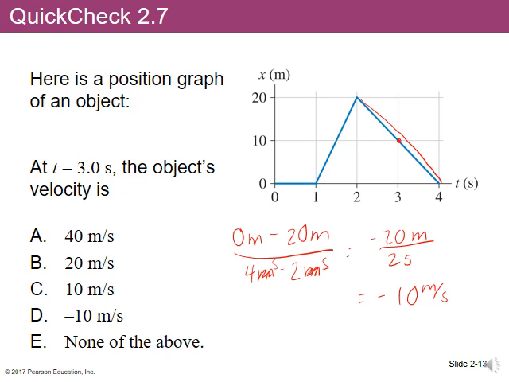Now we could tell some things about this before we even calculated anything, because we can see that it should be negative. It's a negative slope. We can also tell that the magnitude of that should be smaller than the previous one because it's not as steep of a slope. So this would be minus 10 meters per second.